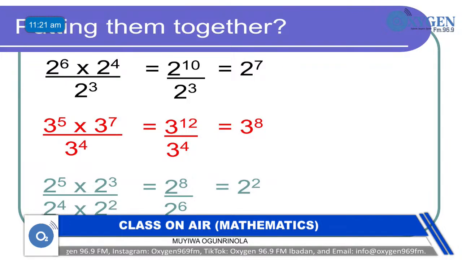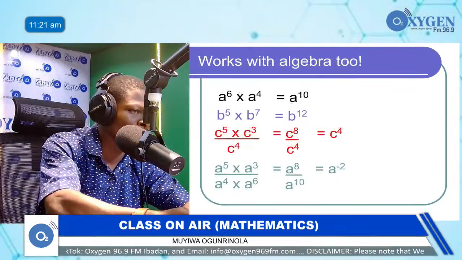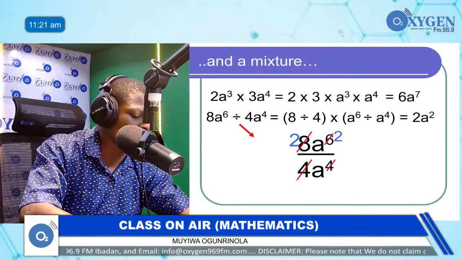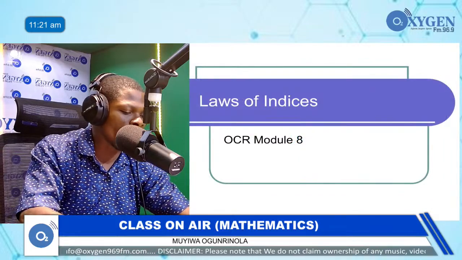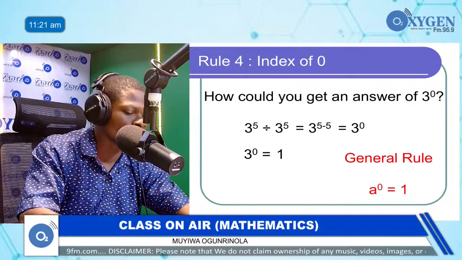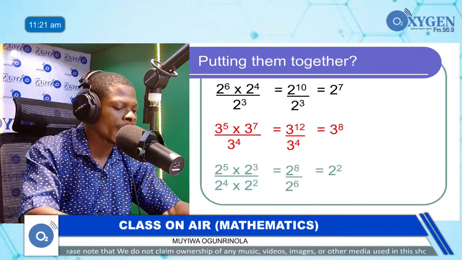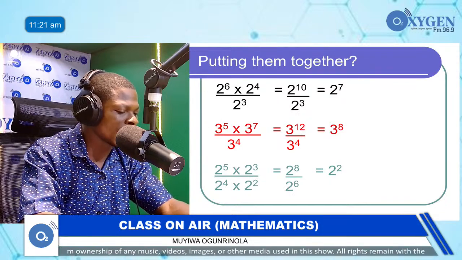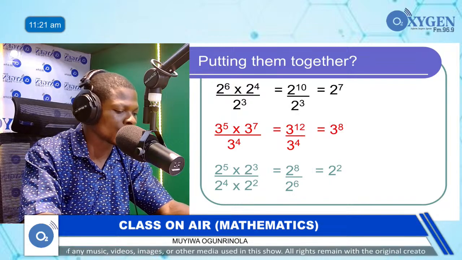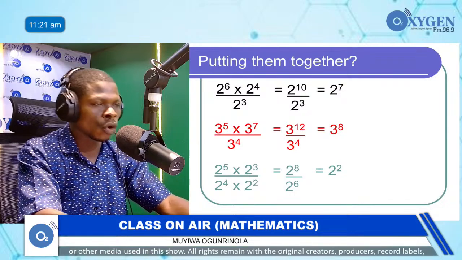4. Now, another example: when you have 3 raised to power 5 divided by 3 raised to power 7, 3 also, they have the common base. Then it's going to be 3 raised to power 5 minus 7. This one is going to give you 3 raised to power minus 2. Another way, you can still write it as 1 over 3 raised to power 2, which is going to give you 1 over 9.